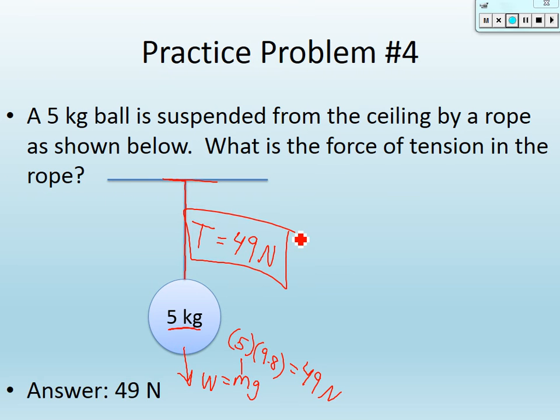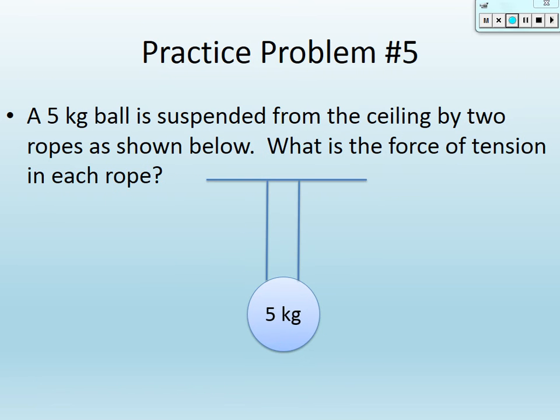Practice problem number 5. It says the same ball, a 5 kilogram ball, is suspended from the ceiling, this time by 2 ropes. So this one's got 2 ropes. What is the force of tension in each rope? Okay, good. This is a rope and this is a rope. We're going to call it tension in both of them. Let's call the one on the left T1, and let's call the one on the right T2, just to differentiate the two.